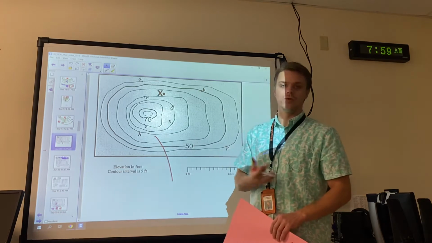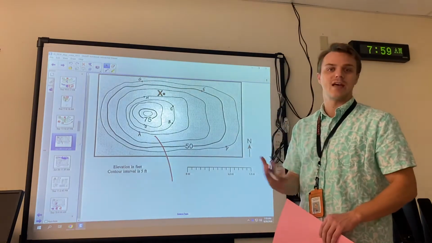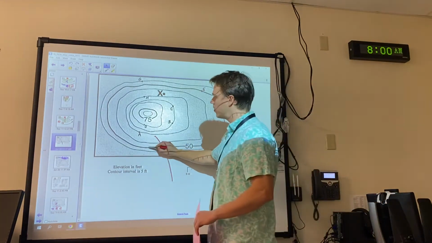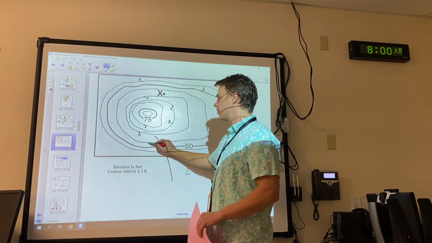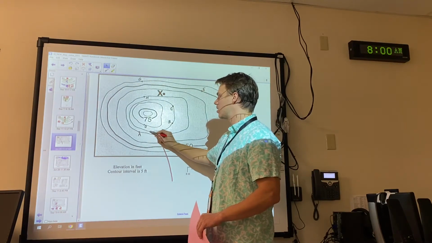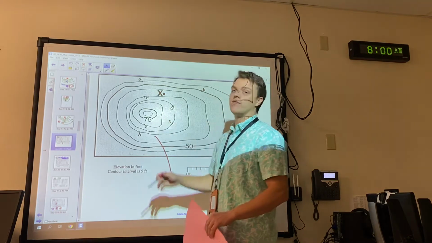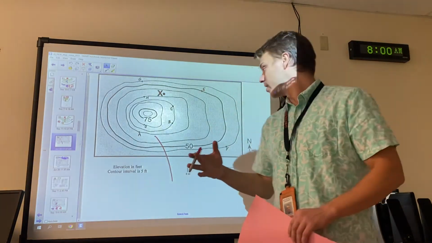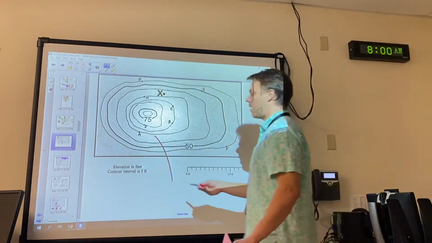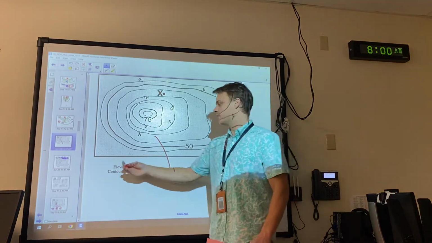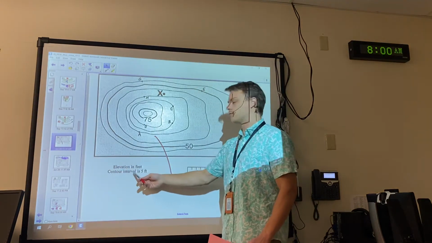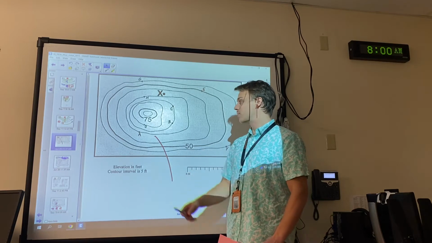So let's try our rule, right? So like 5s or maybe 10s or 20s. So 50, we're going to go by 5s. 55, 60, 65, 70, 75. Turns out the contour interval is 5. And sometimes on the map, it'll even say it. Elevation is in feet. The contour interval, which is just what the lines go up by, is 5 feet.